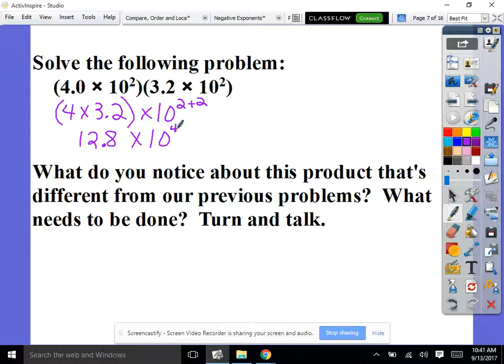Think about what you notice about this product that's different from our previous problem. So tomorrow you'll get a chance to talk about this in your groups. But think about how we learn to write things to convert from standard form to scientific notation. What needs to be done to make this problem, or to write this problem in scientific notation? So I want you to think about that. And we'll work that problem tomorrow during class.